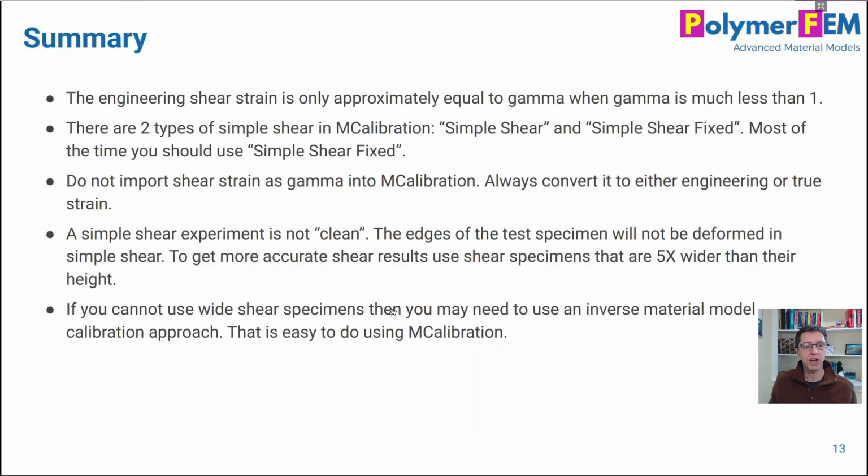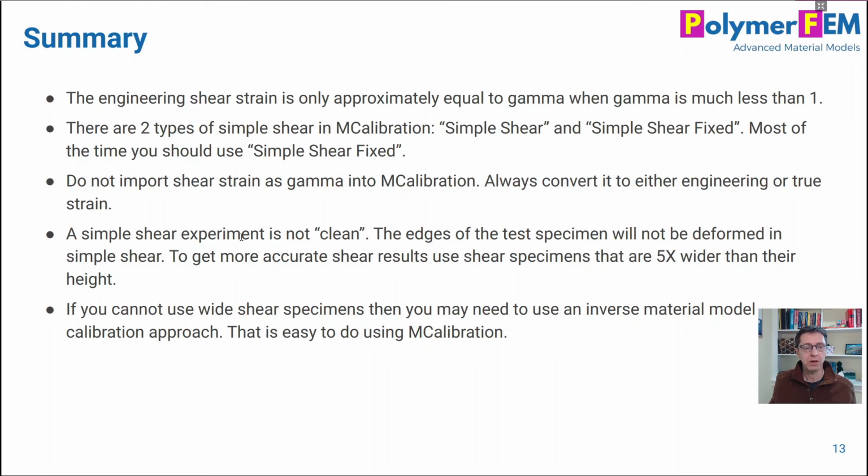So to summarize, the 5 common issues that I see people run into when you're working with simple shear. The first one is that engineering strain is not the same as gamma. You really should be very careful about that. Use the equations that I showed earlier in this presentation. There are different kinds of simple shear in MCalibration: simple shear and simple shear fixed. Most of the time, you should use the fixed version. And we talked about converting it. If you have really, really small gamma values, you can just assume it's the strain and you'll be fine. But at any other time, you should convert it to proper strain, just like we talked about.